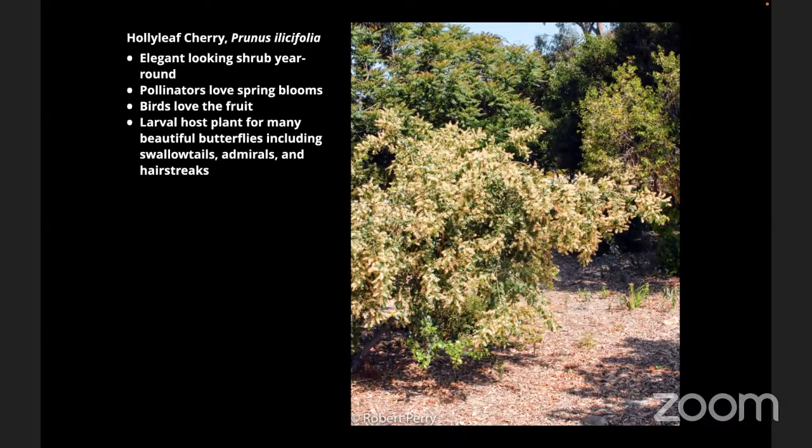It's very rare. I've never seen a 30 foot tall one in the wild, but there are cases in the exact right microclimates where that happens. That won't be the case in the garden. In the garden, it's likely to be 8 to 10-ish feet tall, maybe 8 feet wide, can take pruning and doesn't grow super quickly. So you can shape it however you need to. It's an elegant looking shrub year round. It has a beautiful evergreen leaf, and just like its Catalina cousin, great for pollinators, birds, and larval host plant for many species of butterflies.